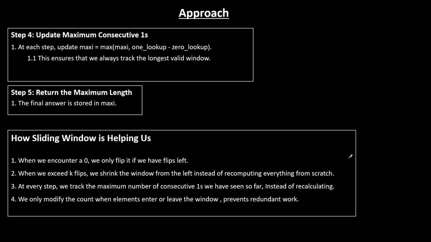Now let's move to the next slide. Now we keep on updating our maximum consecutive one subarray by using this formula, subtracting the index of one lookup from the zero lookup index and storing it in the maxi variable. But we always try the longest valid window. Okay. Now we're returning the maximum length at the end.